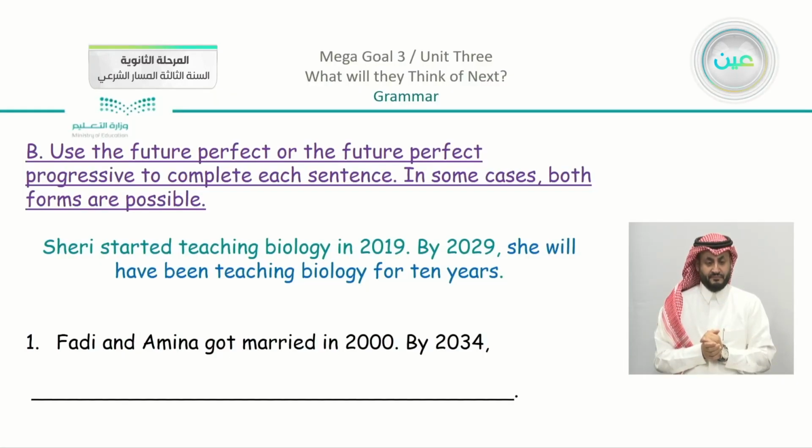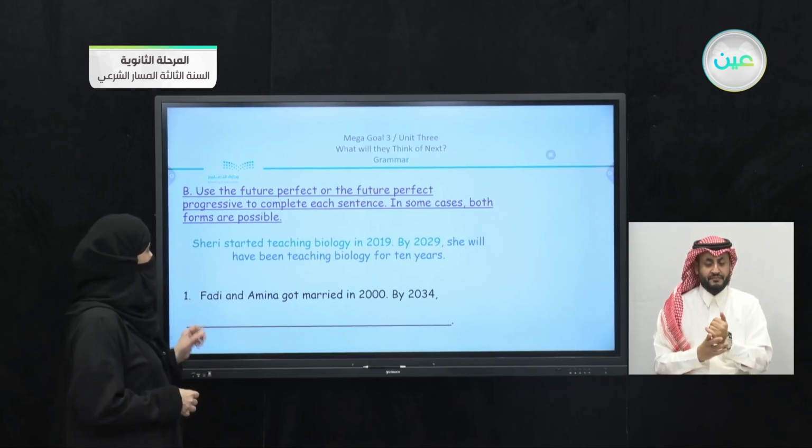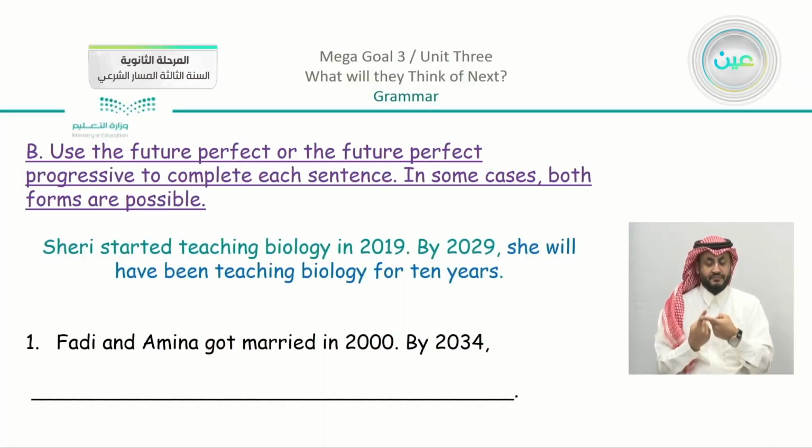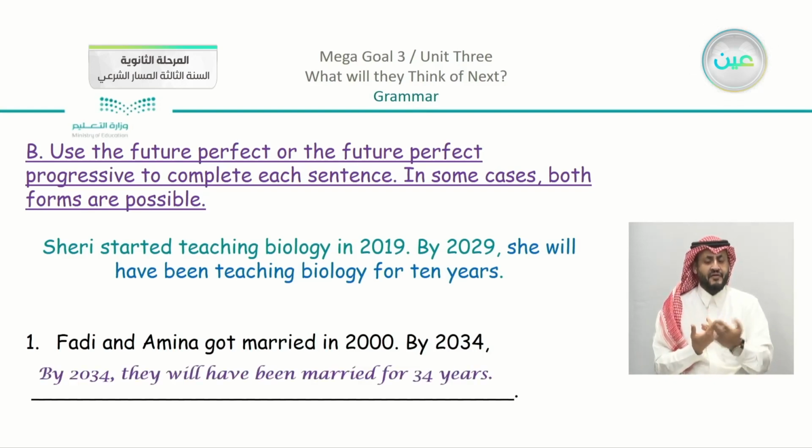Moving on to the second exercise: use the future perfect or the future perfect progressive to complete each sentence. In some cases, both forms are possible. Now, for example, number 1: Fadi and Amina got married in 2000. By 2034, they will have been married for 34 years.